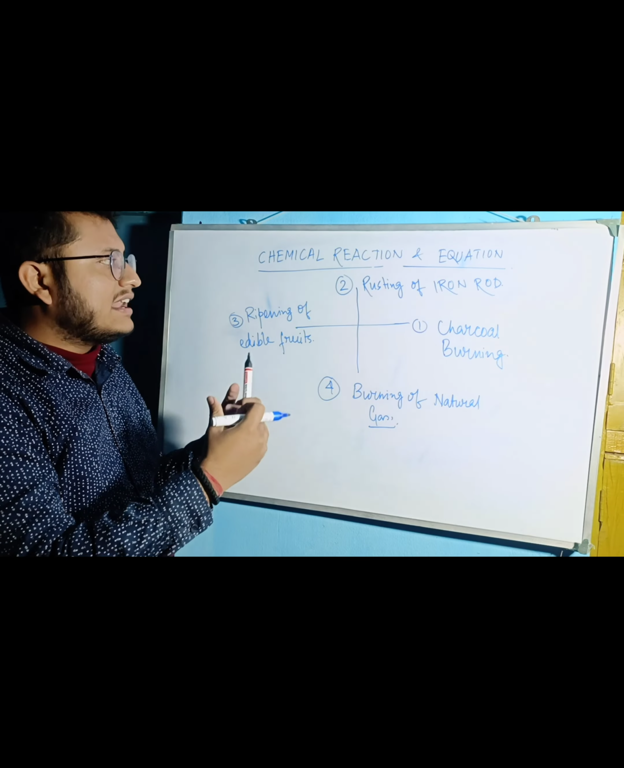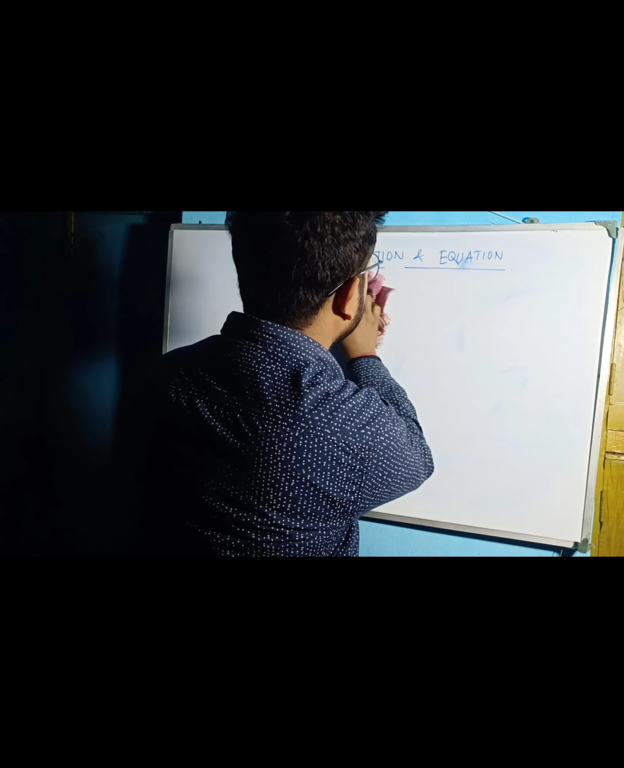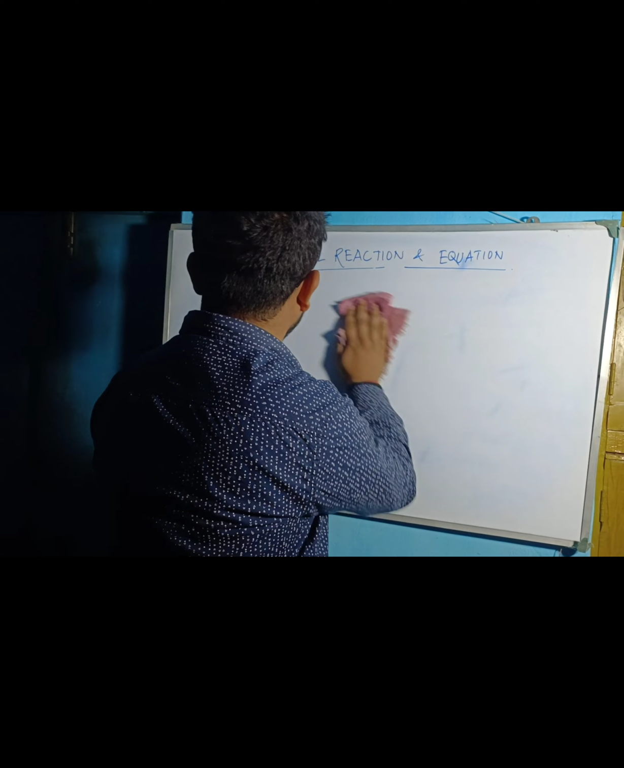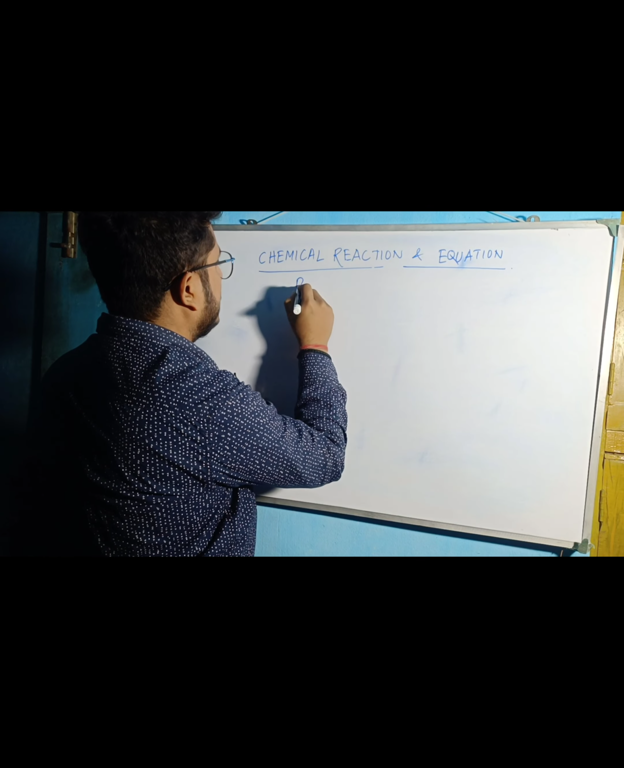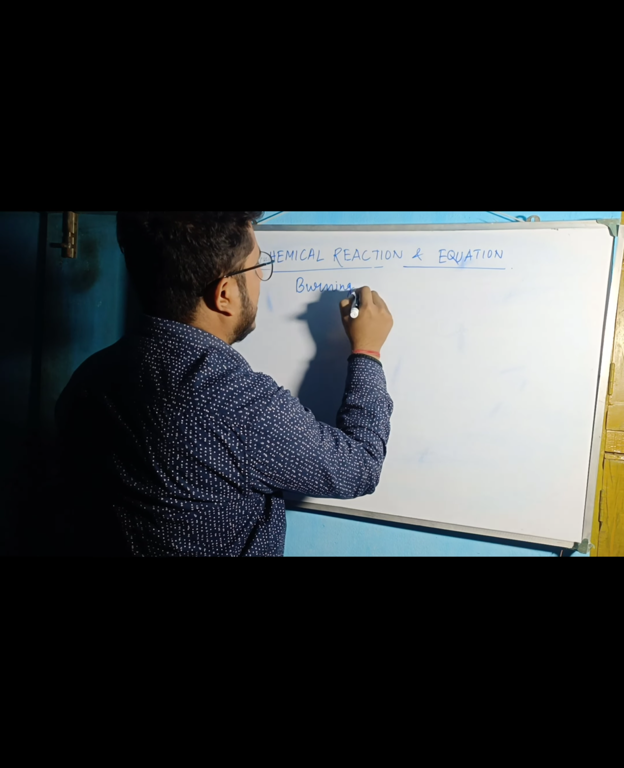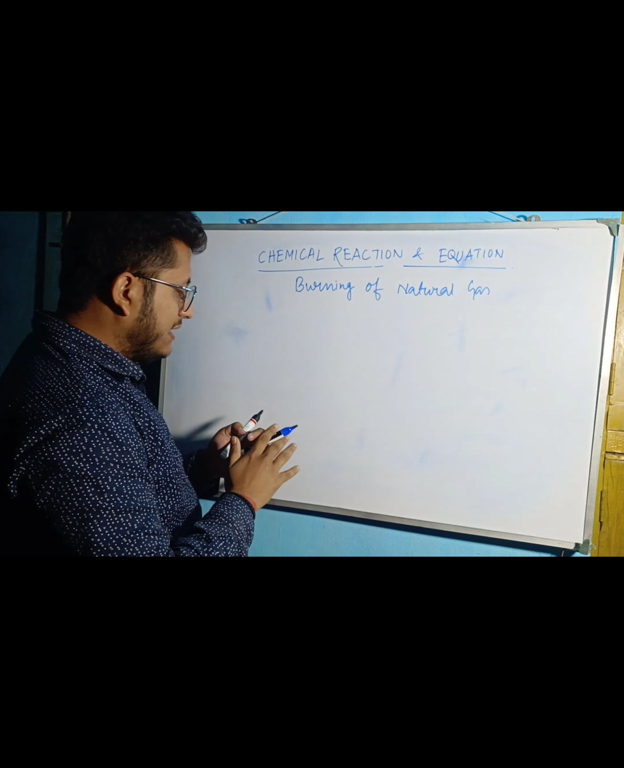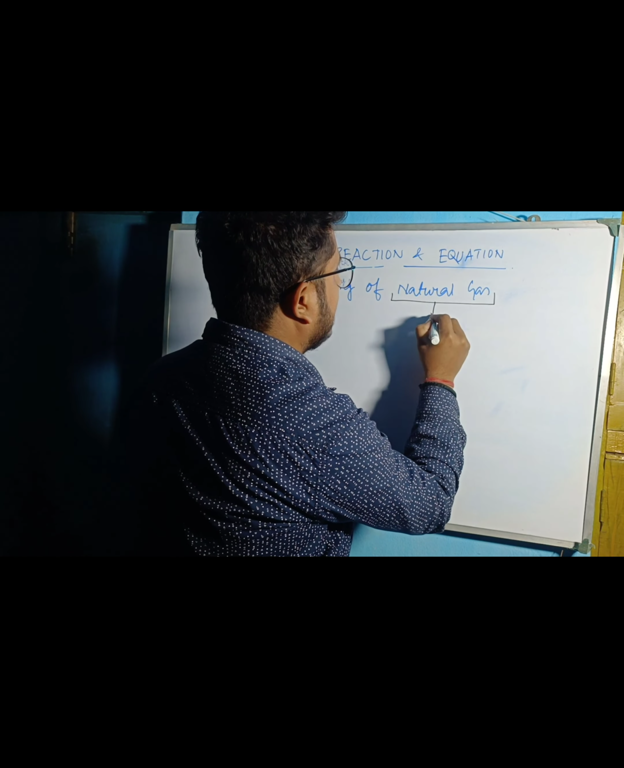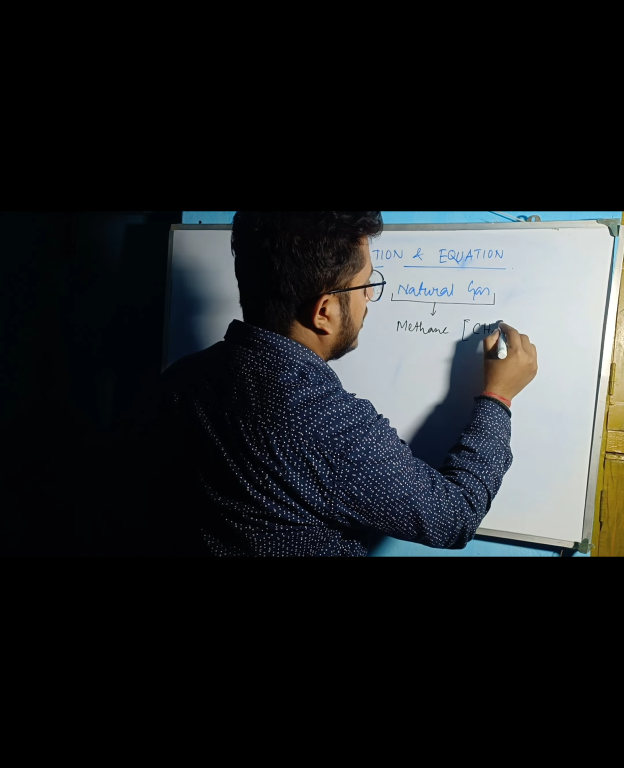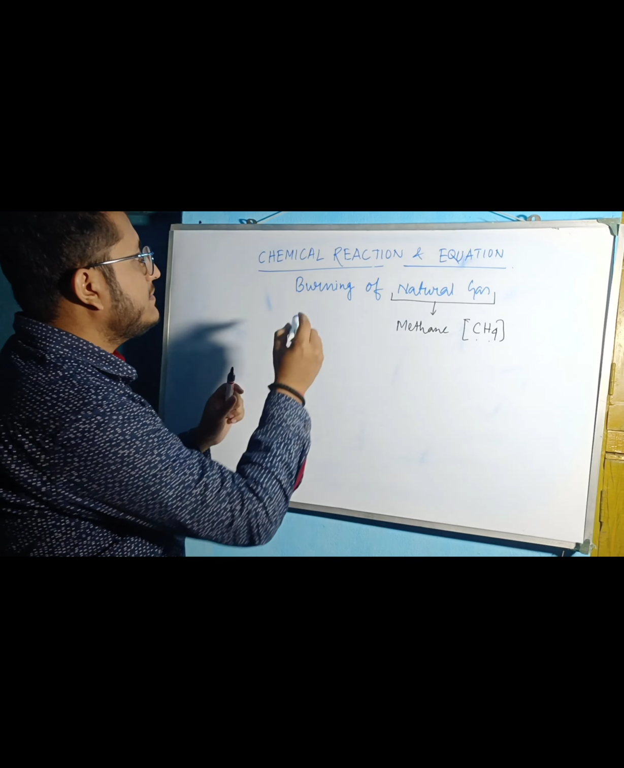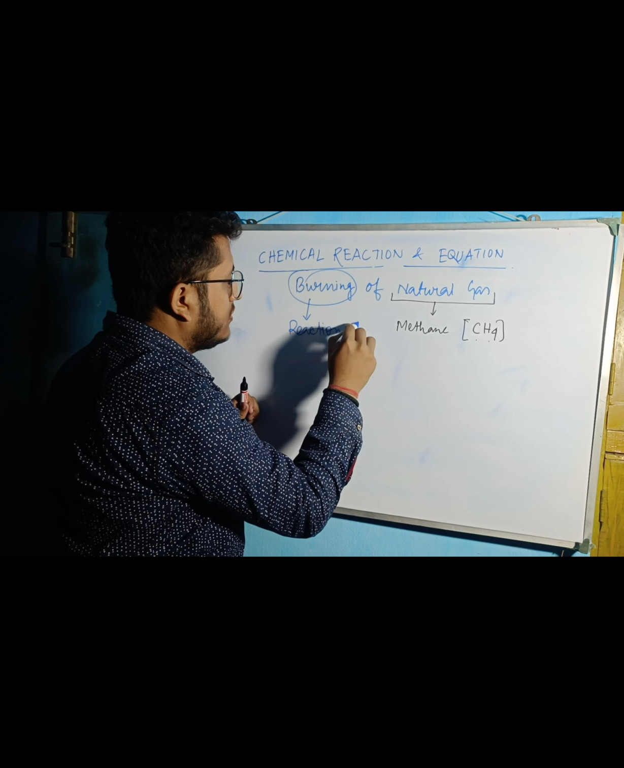So let's take some chemical aspect of the chemical reaction. Let's say burning of natural gas. The main element of natural gas is methane. Its chemical formula is CH4, 1 carbon and 4 hydrogen. And burning means reaction with oxygen.